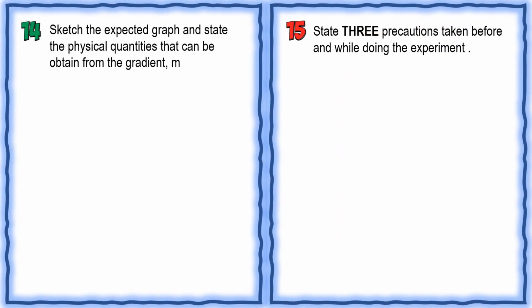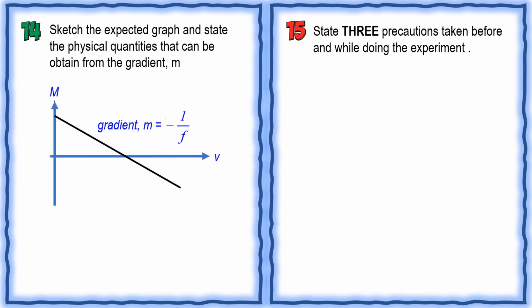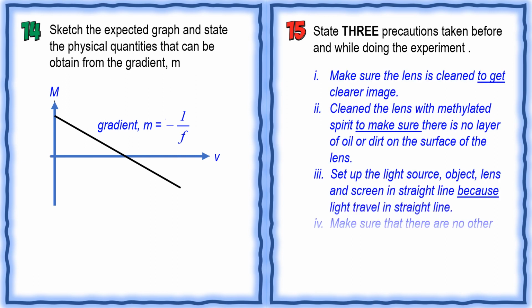For question number 14, sketch the expected graph and state the physical quantities that can be obtained from the gradient of the graph. The expected graph is a straight line graph. From the graph of m versus v, you will get a straight line with a gradient of negative 1 over f. And the last question, question number 15: state 3 precautions taken before and while doing the experiment.